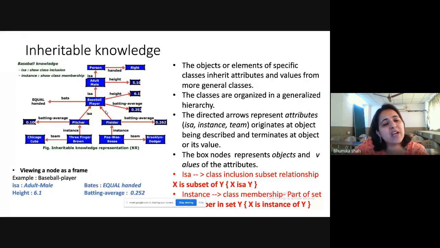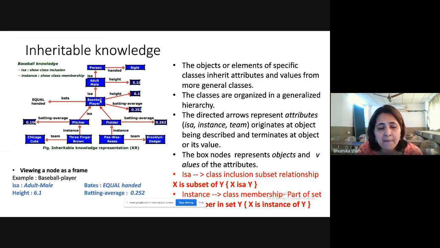So Isa should be available over here also, because pitcher is a baseball player and fielder is also a baseball player. Okay. Now what do I mean by the is-a relationship over here? See, whether we say instance or we say is-a, both are very, very important attributes, and we must understand their meaning properly.